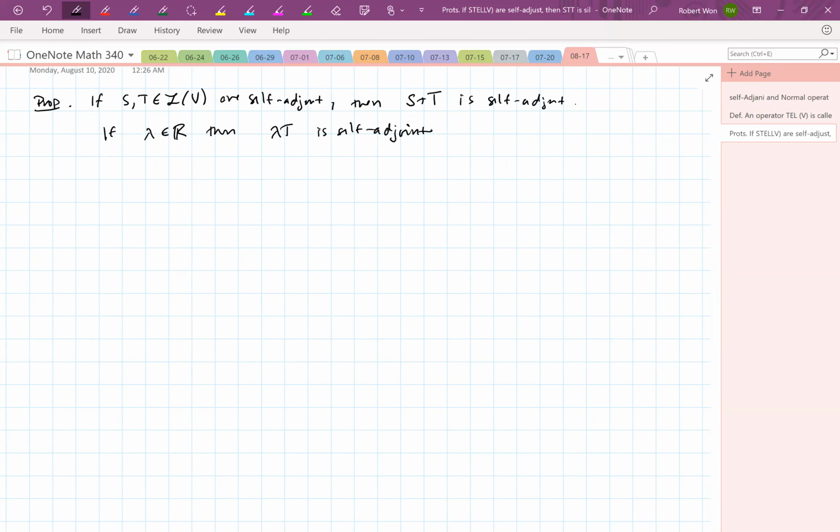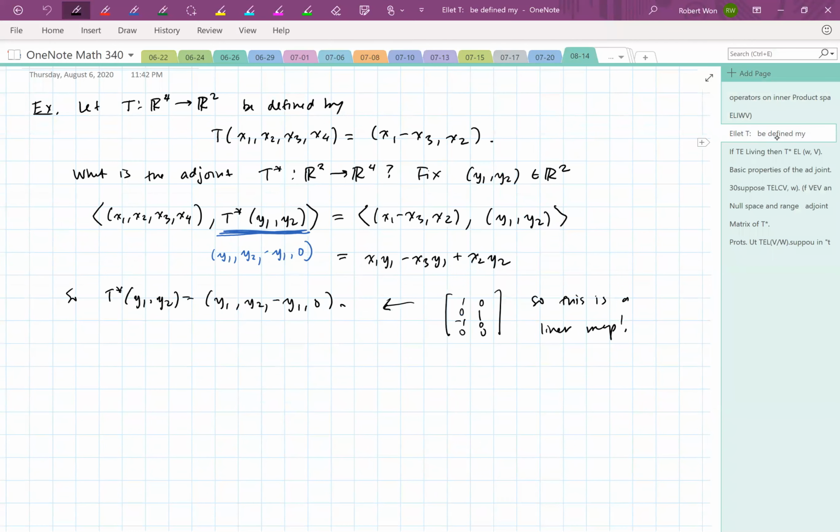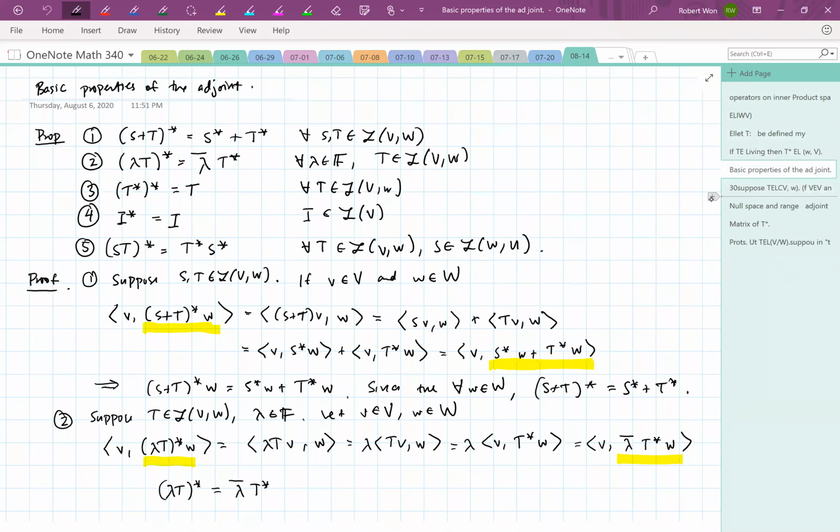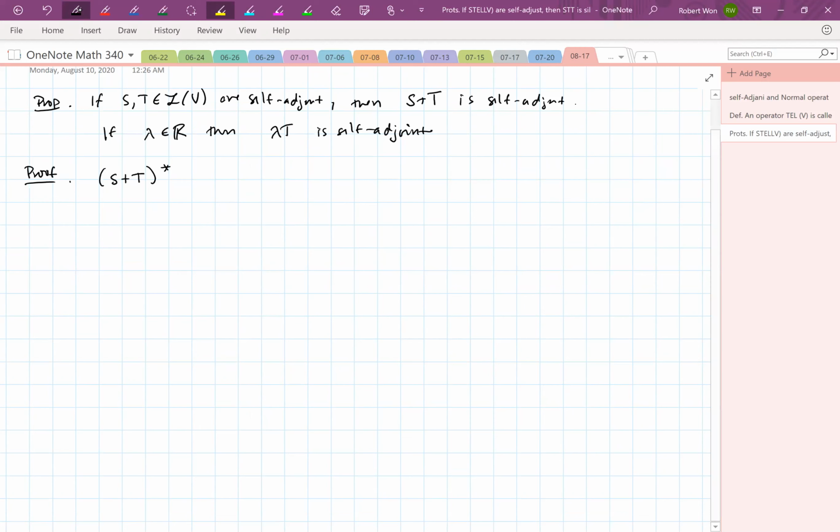But basically, we've proved something about summing and taking adjoints already, right? So I'll flash back in a second. If you take S plus T and you take its adjoint, you want to know, is this the same thing as S plus T? But let's not forget that we proved some things about adjoints. For example, we proved that the adjoint of the sum is the sum of the adjoints. That's true here too. This is S star plus T star. But now since S is self-adjoint, that's S. Since T is self-adjoint, that's T. And so S plus T is also self-adjoint.